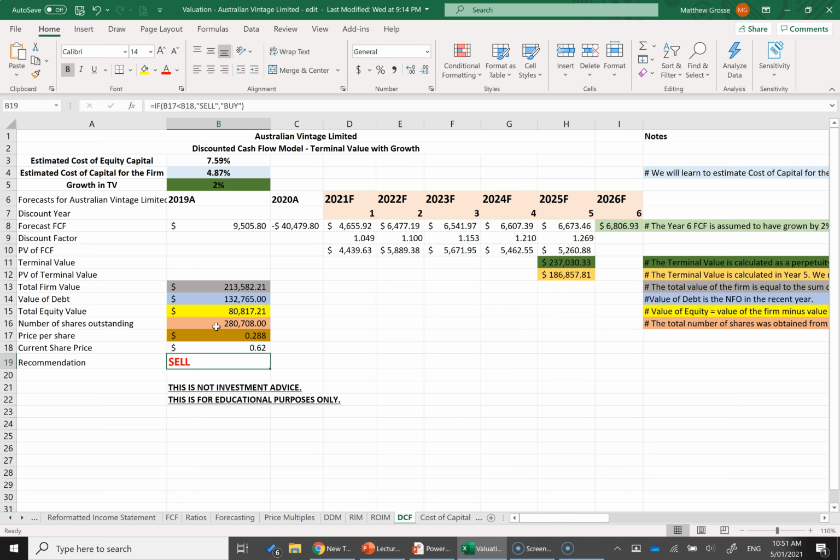The forecasting that we've done would need to be improved and made a little bit more accurate, and we would need to do a little bit more research before we could be confident in this price estimate here.